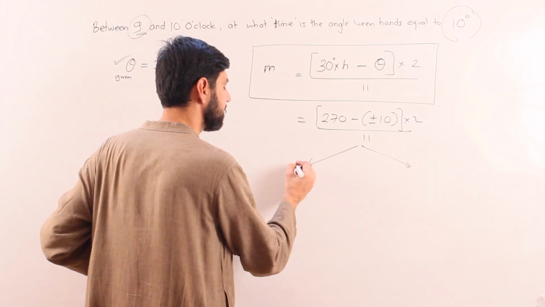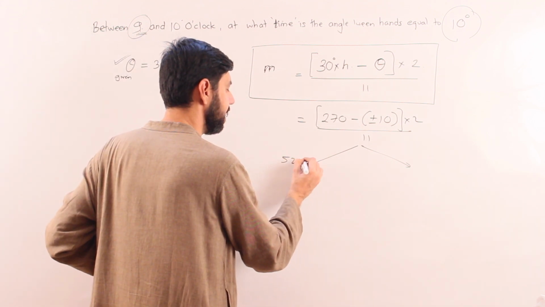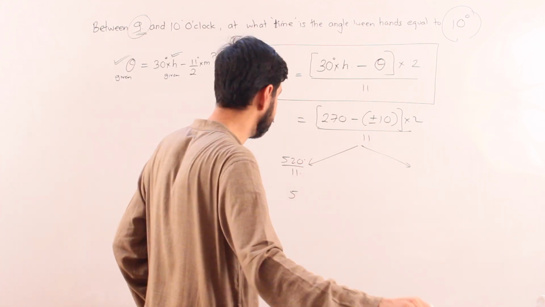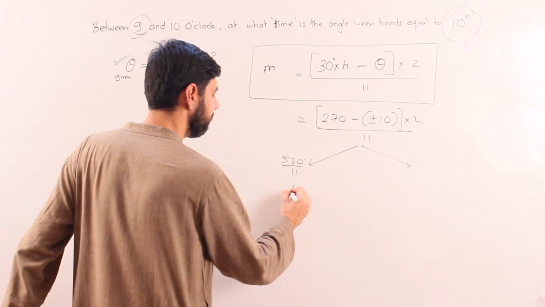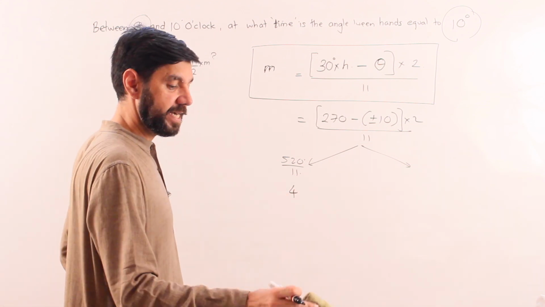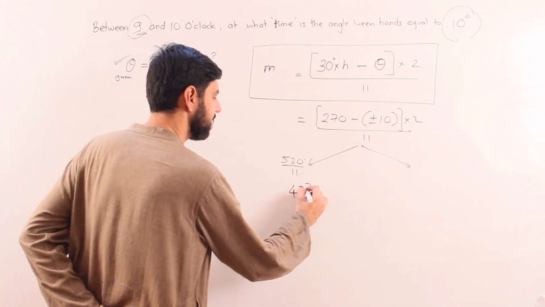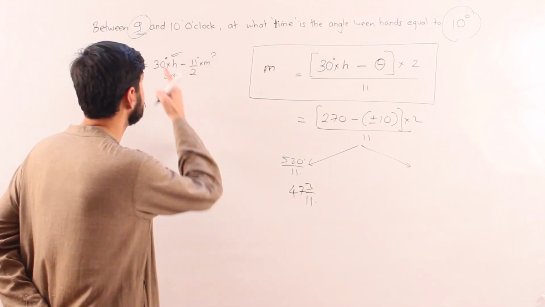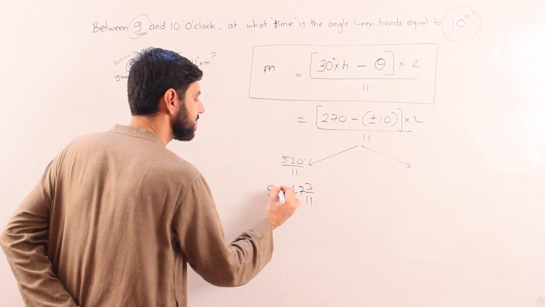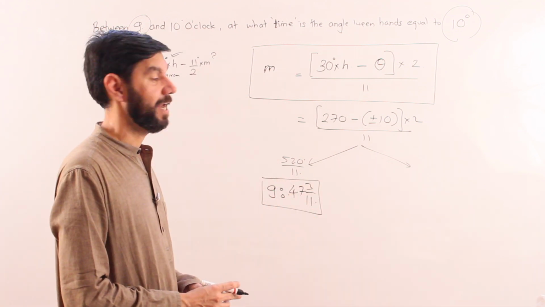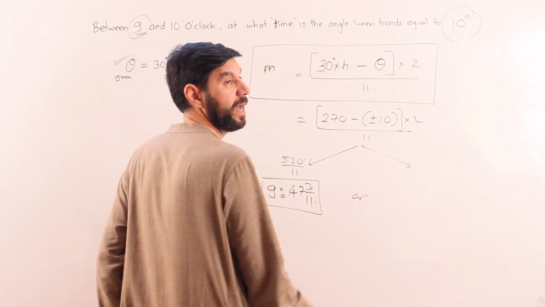Double of 260, 520 by 11, which is going to be, 11 4s are 44. 80 left, 11 7s are 77, 3 by 11. What is this? This is this many minutes past 9. So one answer is 9:47, 3 by 11. Or when is the other answer?